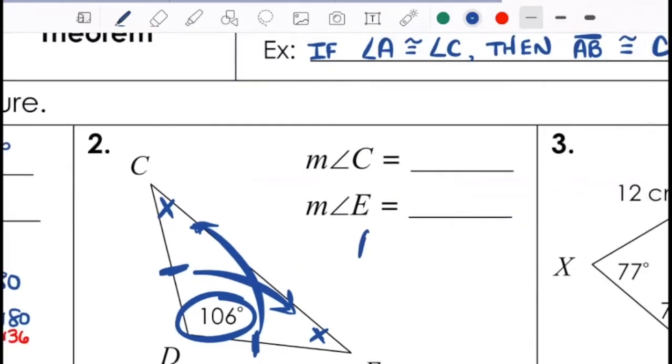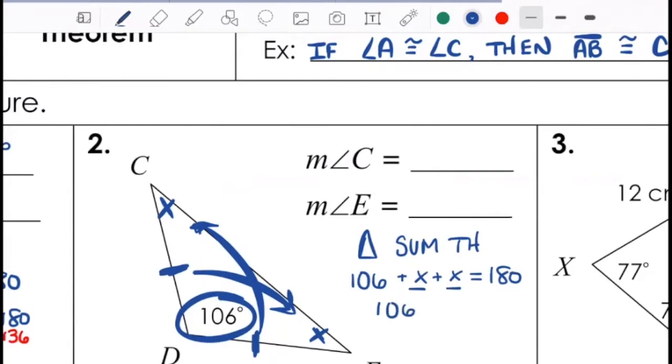So we go triangle sum theorem. 106 plus X plus X equals 180. Combine like terms on the left side. So 106 plus 2X equals 180. Remember, guys, we're trying to isolate X. So we want to move everything away from it that we can to get it by itself. So we're going to subtract 106 from both sides.